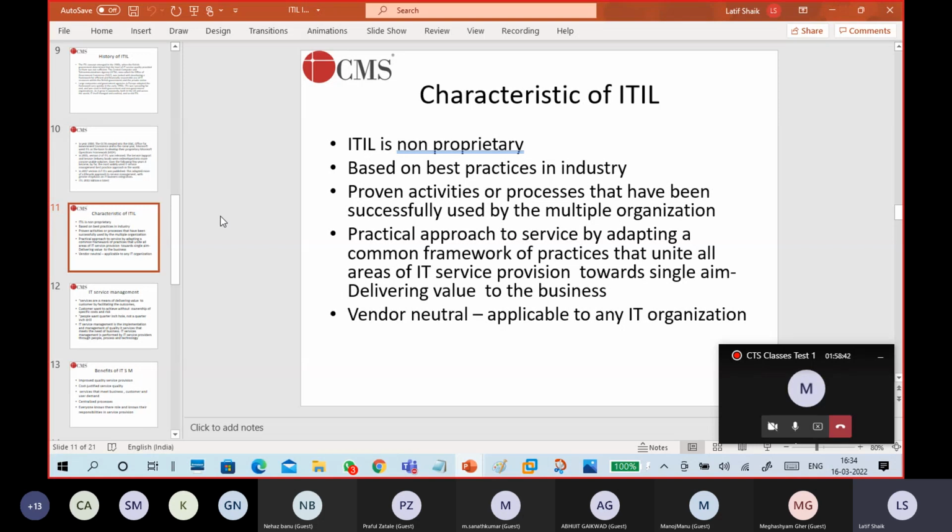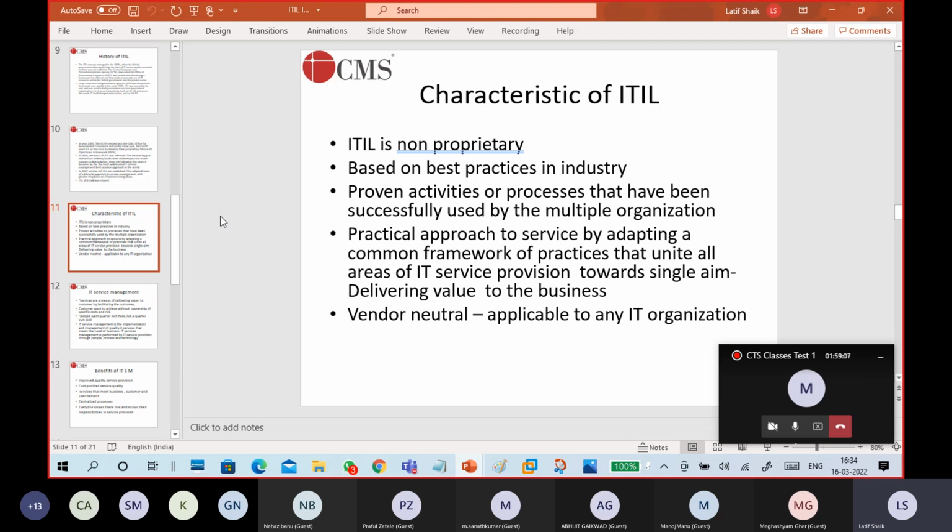ITIL is non-proprietary. It means it does not belong to Microsoft or Amazon or some other company like maybe Red Hat or Oracle. It does not belong to anyone. It is best practice in the industry.